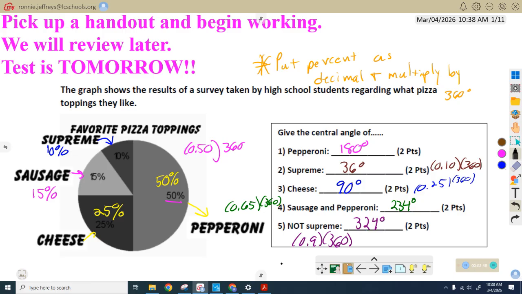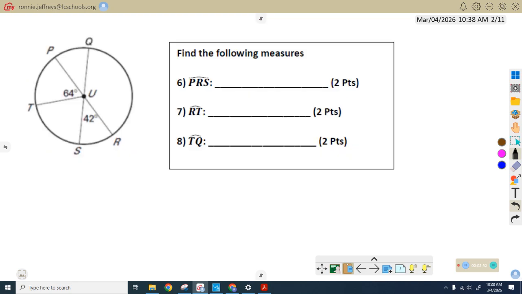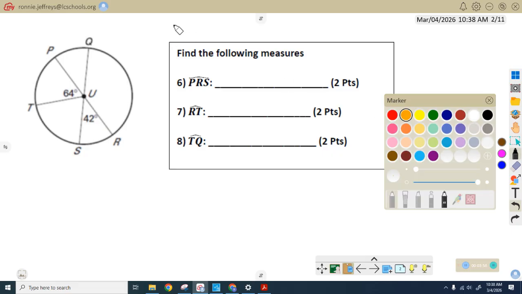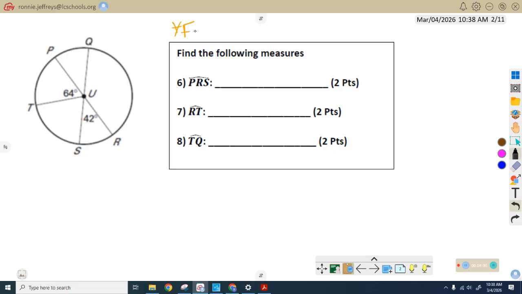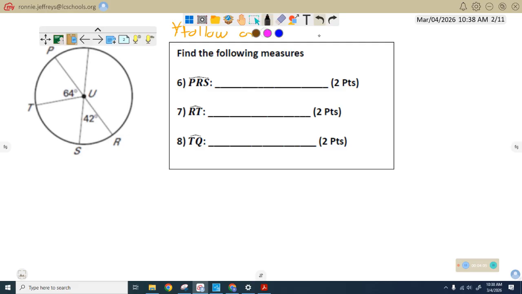All right. Moving on to the next problem. Now, follow, where's the orange? Follow order, biscuits.